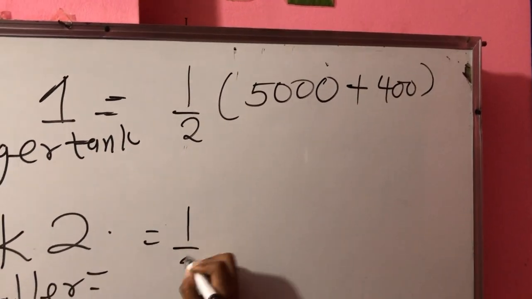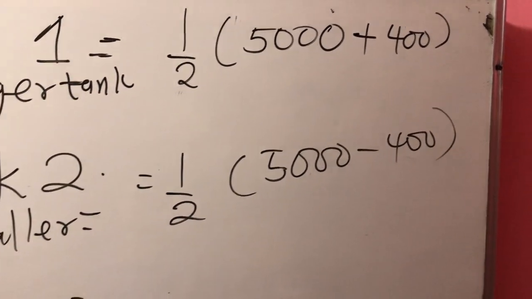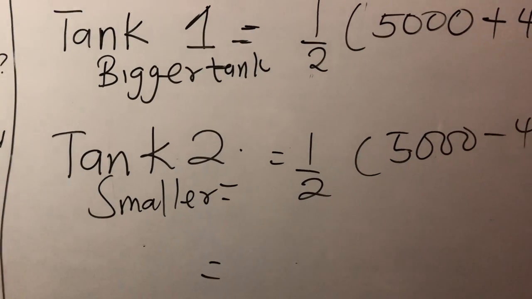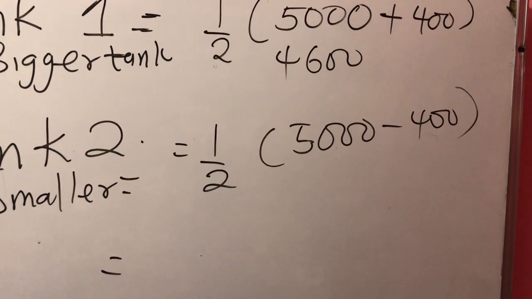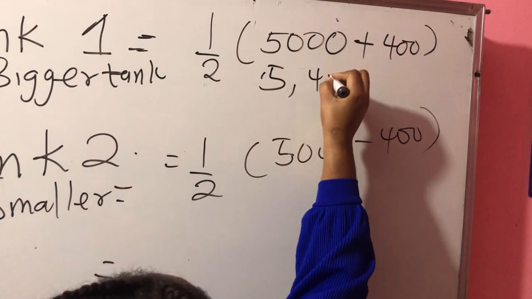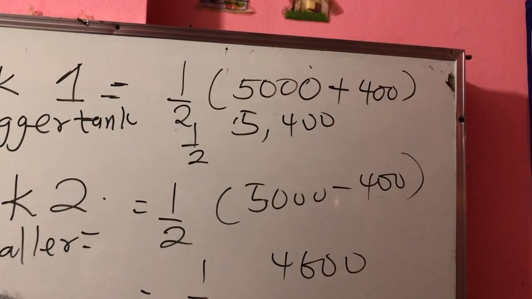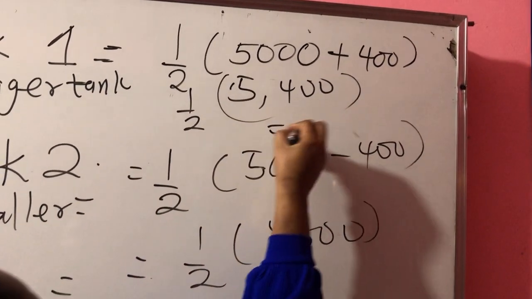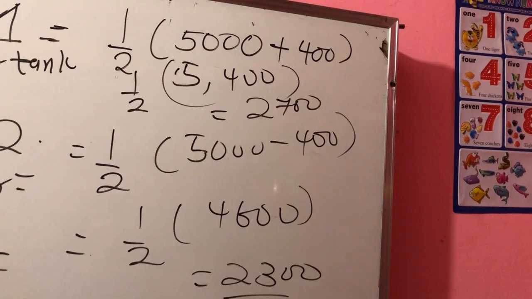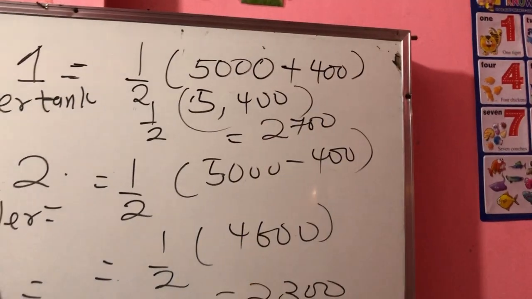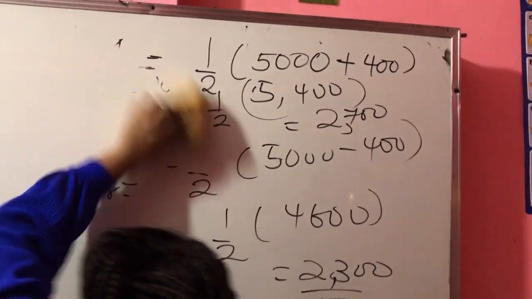And the smaller tank is what? 400 less. Okay. So here we have what? 5,400. Half of that. And here is what? 4,600. Half of this. So this one is going to give me what? 2,700. And this is going to give me what? 2,300. This makes sense, right? So you can see that what? The bigger one is 400 more than the smaller tank. Okay, quickly, second question.